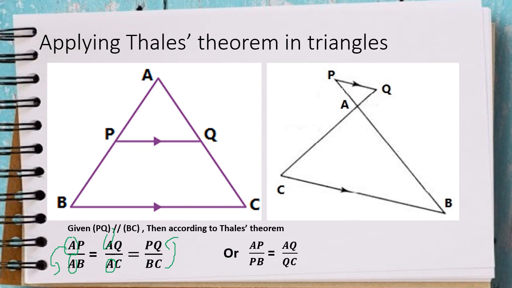You can see that we have two parallel lines, so we can say that on the same line P, A and B, and Q, A and C, they are on the same line. So AP over AB will be equal to AQ over AC, will be equal to PQ over CB. So one side of the small triangle over one side of the big triangle, respect the order. The side of the small triangle over the side of the big triangle, the side of the small triangle over the side of the big triangle.